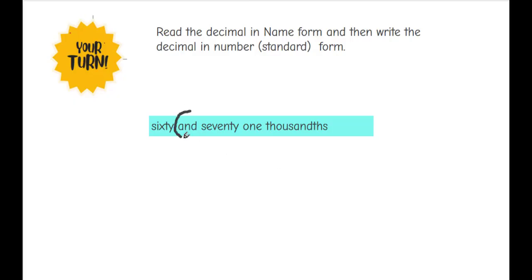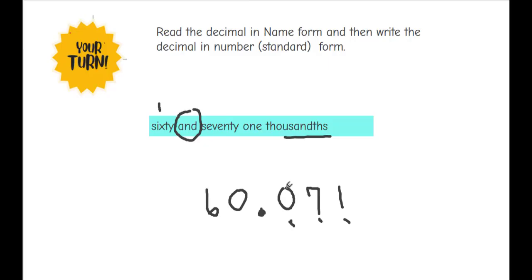First thing we always do is circle our decimal. And over here we have 60 in the tens place and 0 in the ones. So 6 in the tens place, 0, 60. And then we have 71 thousandths. We have our tenths, hundredths, thousandths, and the number is 71. Put a 0 in our tenths place, and it is read as 60 and 71 thousandths.